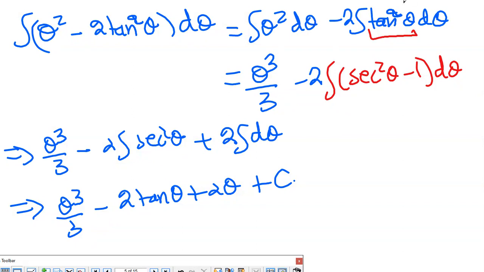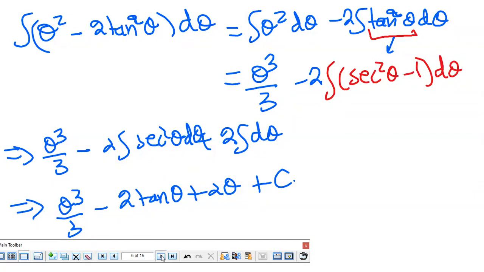Now, I don't have the integral of tangent squared. I don't know it. But I have a formula. You know that tangent squared is secant squared minus 1. And then I will separate. So it's going to be minus 2 secant squared plus 2 d theta. I forgot here the d theta, guys. I need to have d theta. So what is the integral of secant squared? It's tangent. So it's minus 2 tangent plus integral of 2 d theta. It means 2 theta plus c.